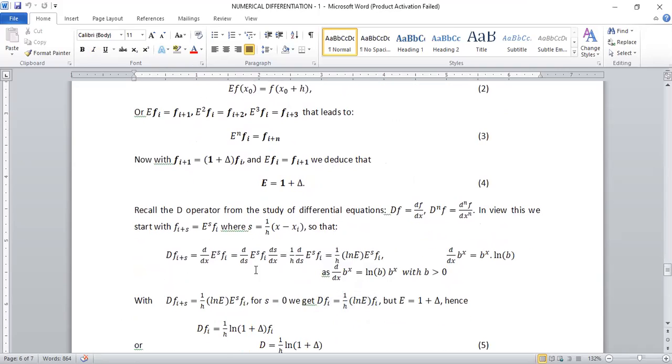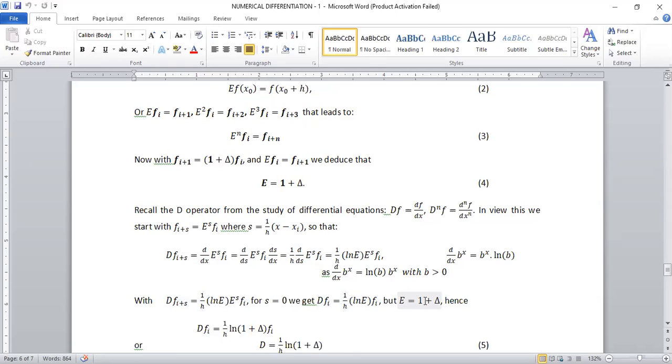So overall picture क्या बनती है? When I take the derivative of the function value at xi plus s, this becomes 1 upon h ln e raised to power s fi, where e is the stepping operator, h is the step in the data. And if I consider s is equal to 0, that means यहाँ पे 0 रखा और यहाँ पे 0 रखा. So first derivative estimate जो है वो ये आ गया.